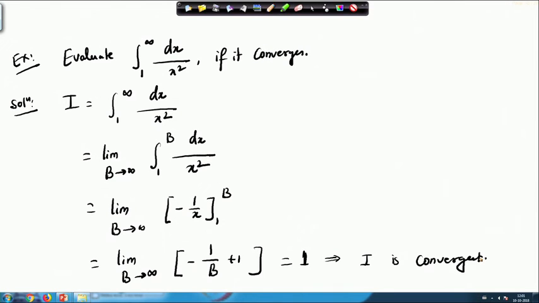So, in any one of these examples, we can see that if either one of the limits is infinity, then all we have to do is consider the limit form of that integral, evaluate the integral the way we normally do, and then finally pass on the limit, and the value of that limit will be the value of the integral. If it is finite, then the integral is convergent, and if it is not, then it is divergent.